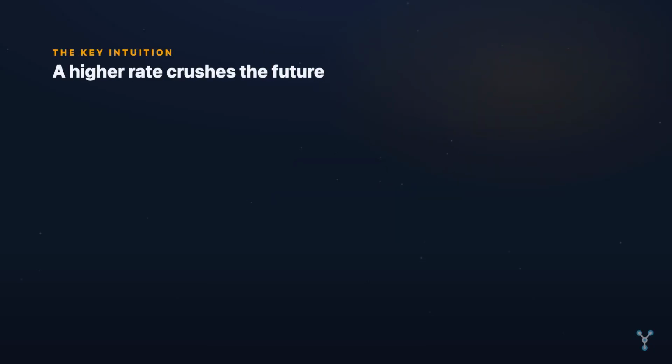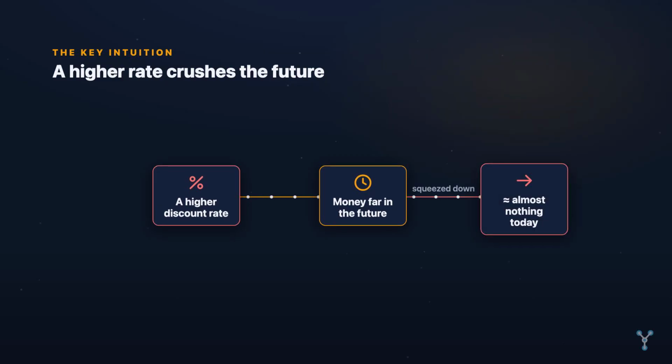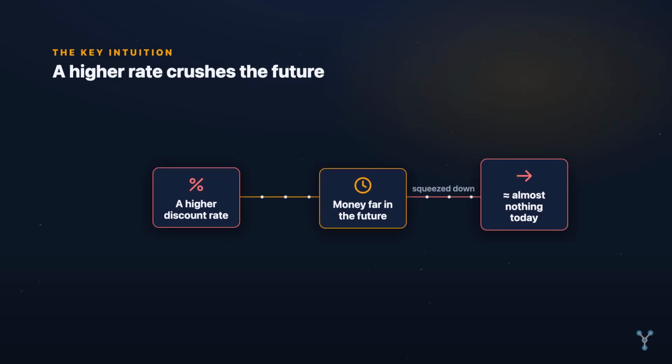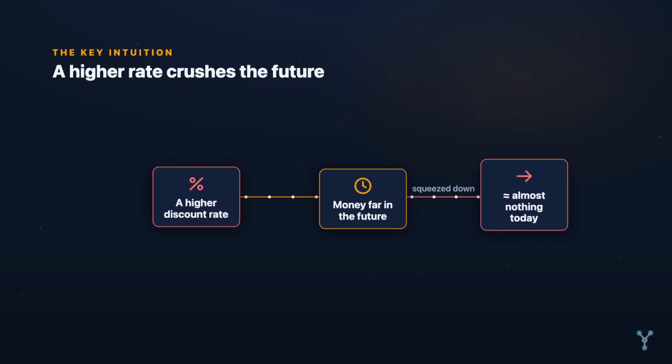The rate you use to shrink it, the 10% in my example, is called the discount rate. And here's the key intuition. A higher discount rate shrinks future money more aggressively. If you use a big discount rate, money arriving far in the future is squeezed down to almost nothing in today's terms. Remember that, because it's about to explain why long-term climate projects struggle.